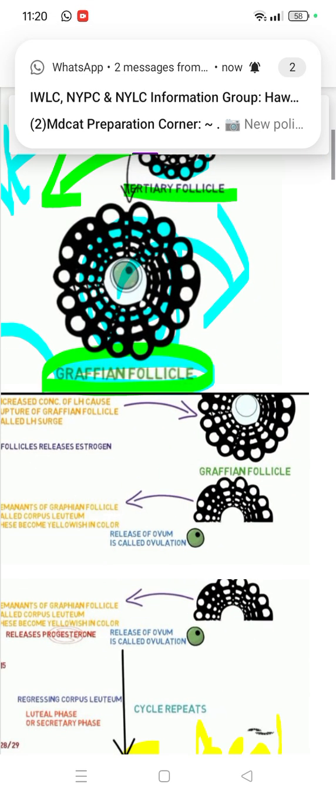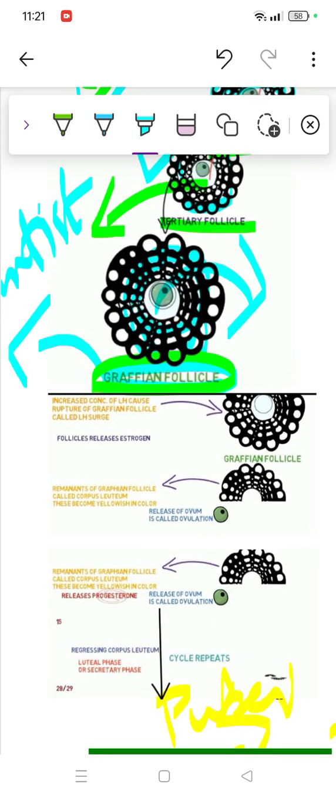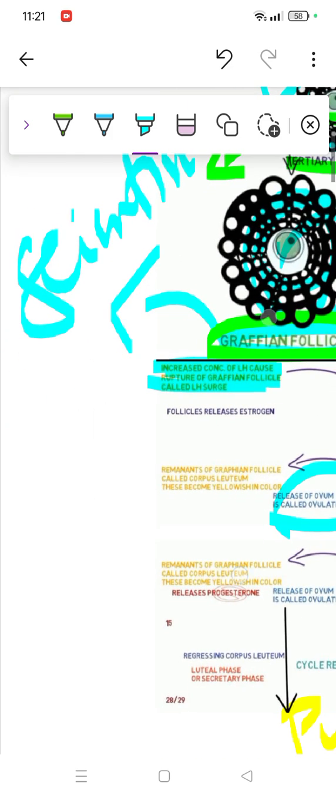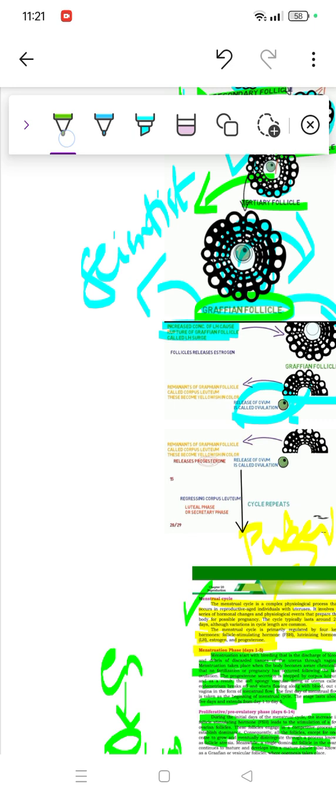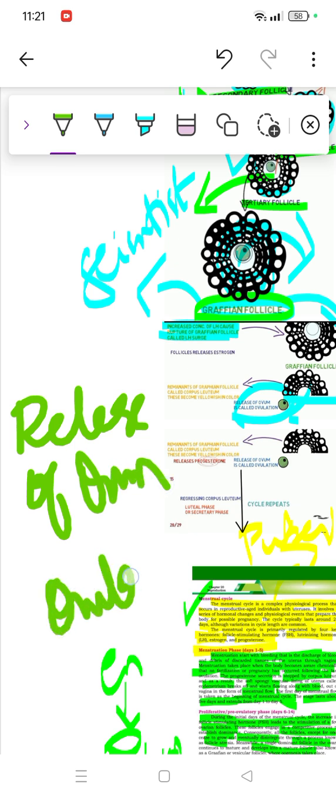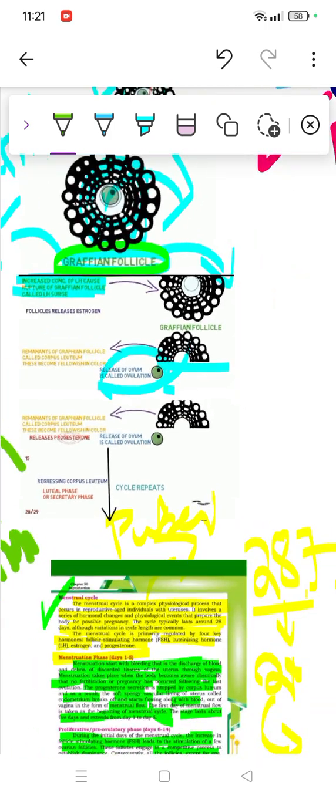After that, what will happen? After this, an increased concentration of LH causes rupture of the Graafian follicle, called the LH surge. The LH surge is simply when the Graafian follicle is disturbed and the material inside comes out. This means release of the ovum. And one more term you will see: release of the ovum is also called ovulation.